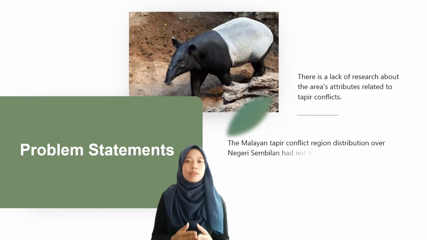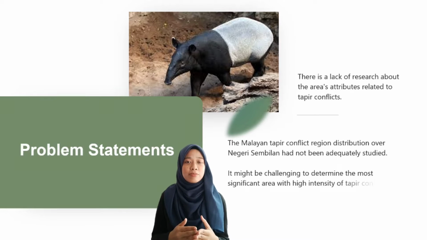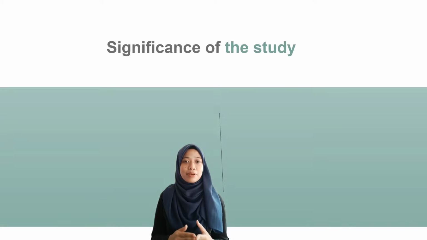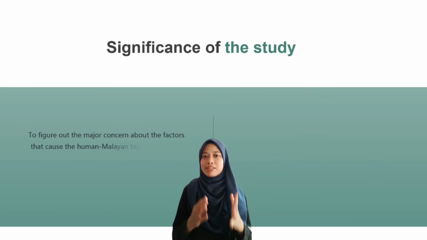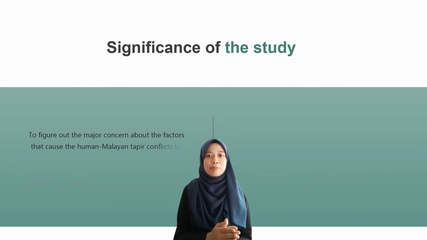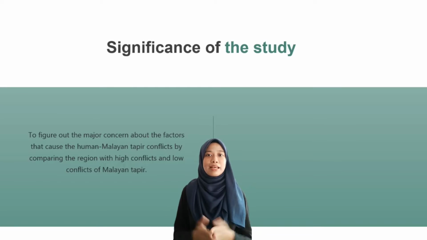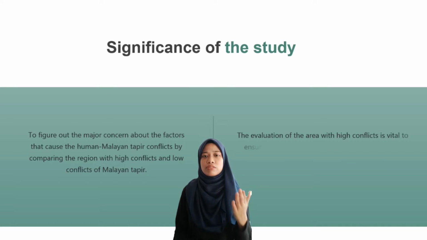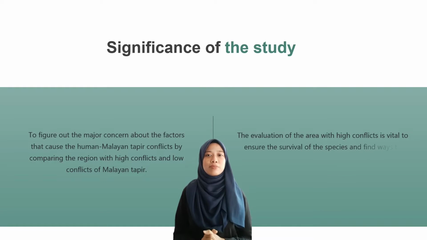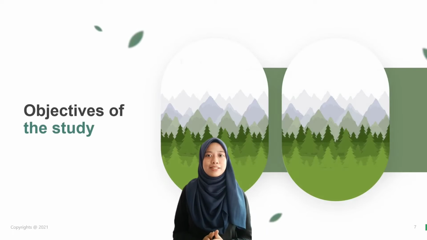The problem statement is there is a lack of research about the area's attributes related to tapir conflicts. Besides, the Malayan tapir conflict region distribution over Negeri Sembilan had not been adequately studied. It might be challenging to determine the most significant area with high intensity tapir conflict. The significance of the study is to figure out the major concern about the factors that cause the human Malayan tapir conflicts by comparing the region with high conflicts and low conflicts of Malayan tapir. Therefore, the evaluation of the area with high conflict is vital to ensure the survival of the species and find ways to overcome the problems and protect these endangered species.